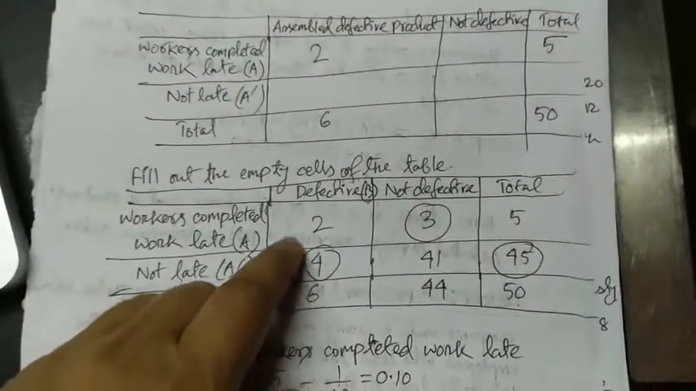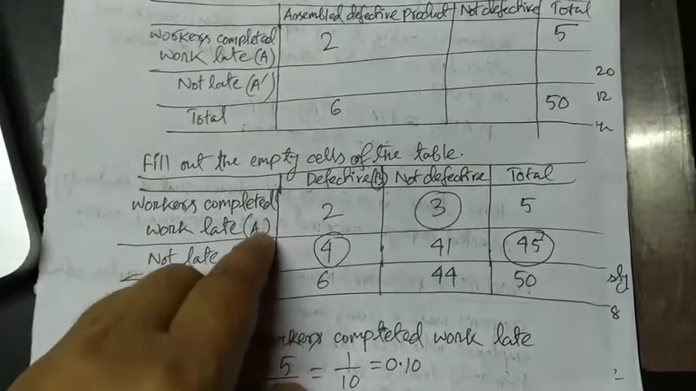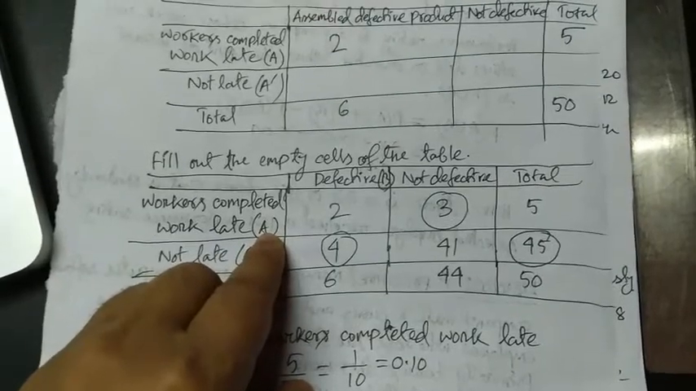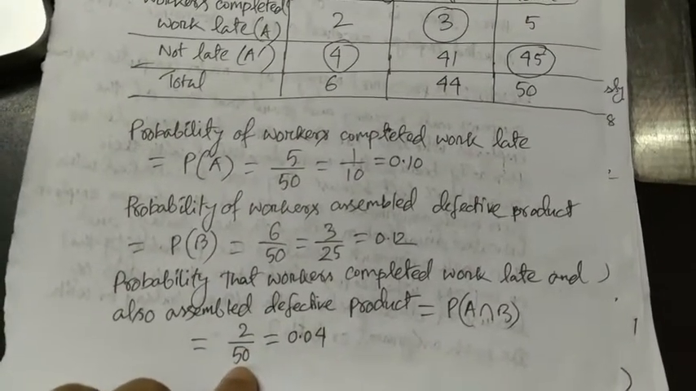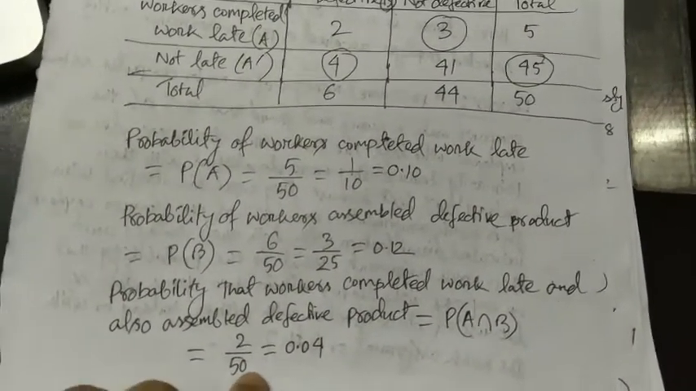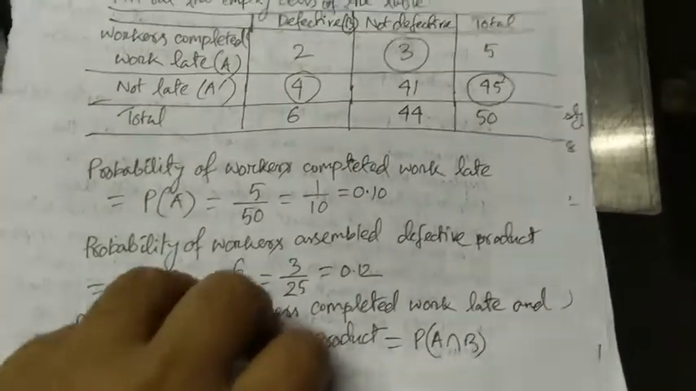As you can see here, only 2 workers were late in completing their work and also produced defective work. So only 2 workers out of 50 were late and also assembled defective products. So 2 divided by 50 is 0.04. Now let us move to page 12.